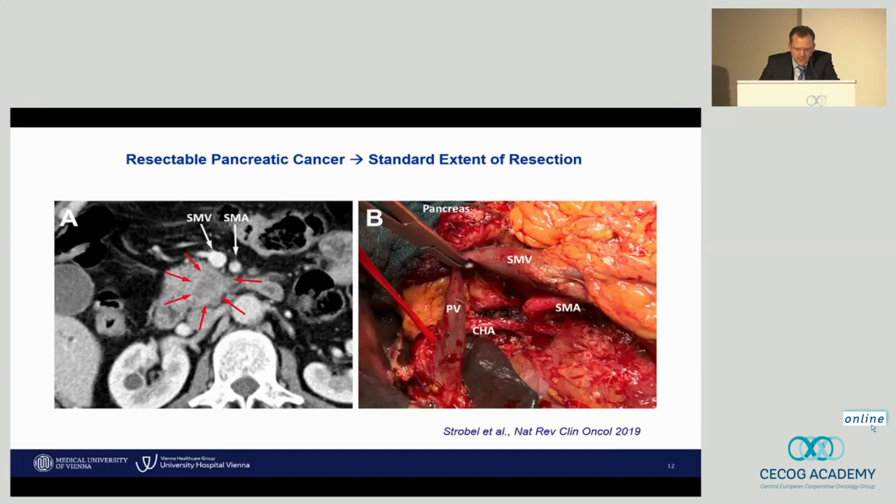Now some examples. This is a resectable pancreatic cancer that you can see here in the pancreatic head. The superior mesenteric artery and the superior mesenteric vein are not involved. And even in such a tumor, you have to do a radical resection. You can see here the vein, you can see here the artery, completely free of surrounding tissue. That's how a situs should look even in resectable pancreatic cancer, because otherwise you have a high risk of an R1 resection and a poorer prognosis.